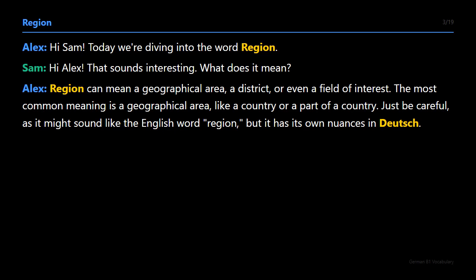Region can mean a geographical area, a district, or even a field of interest. The most common meaning is a geographical area, like a country or a part of a country. Just be careful, as it might sound like the English word region, but it has its own nuances in Deutsch.